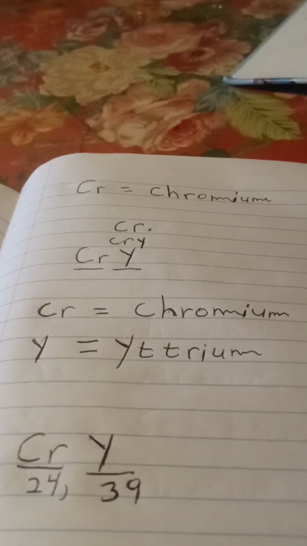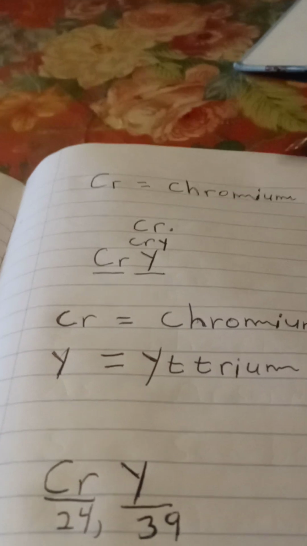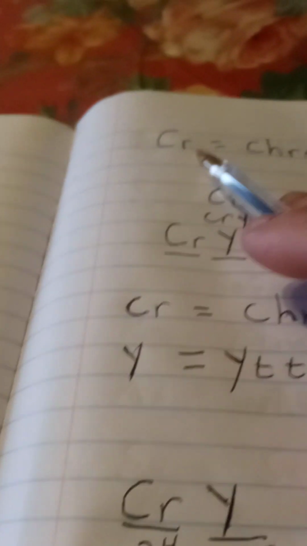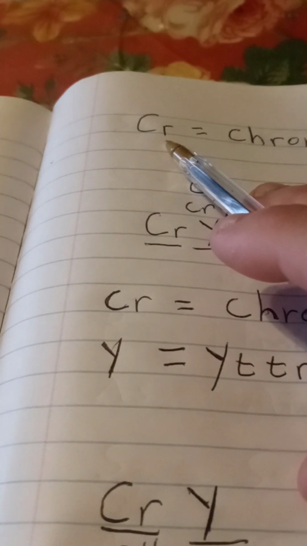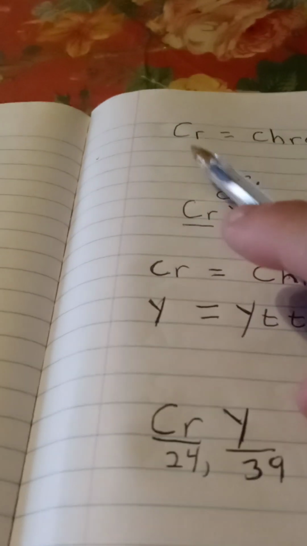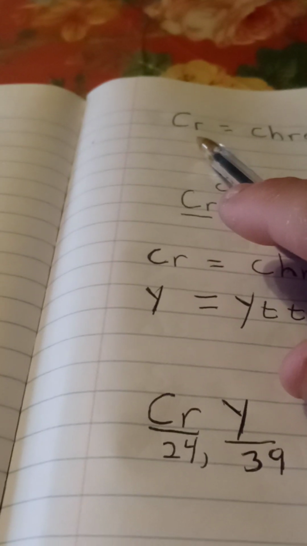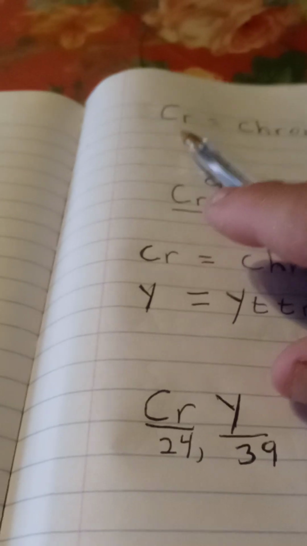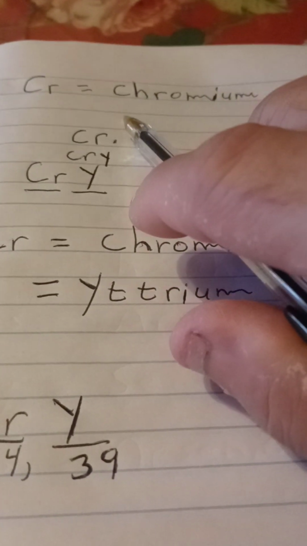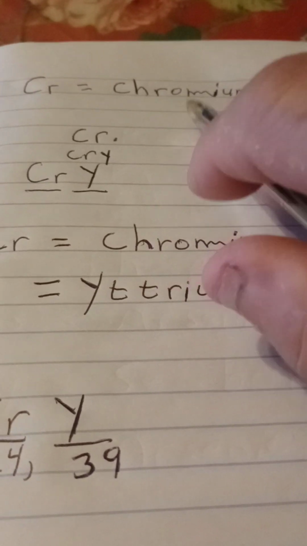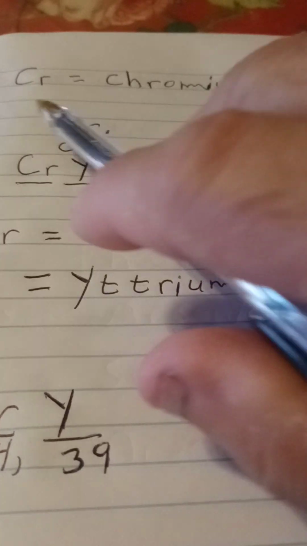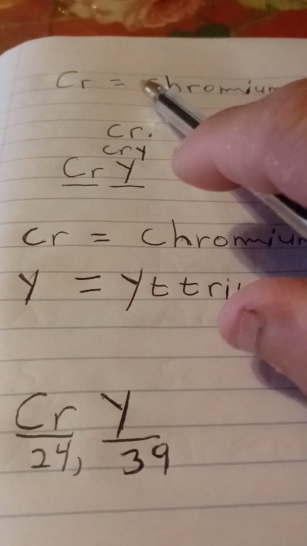Here we come to another chemical symbol. We got the capital C and a small r. Capital C and a small r. See right there? And that's the chemical symbol for the element chromium. Chromium: C-H-R-O-M-I-U-M. It's capital C and a small r for chromium.